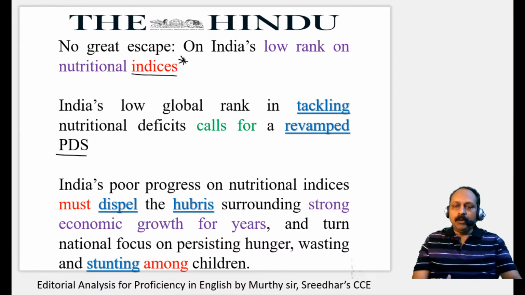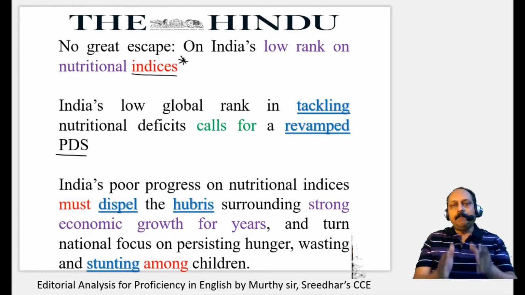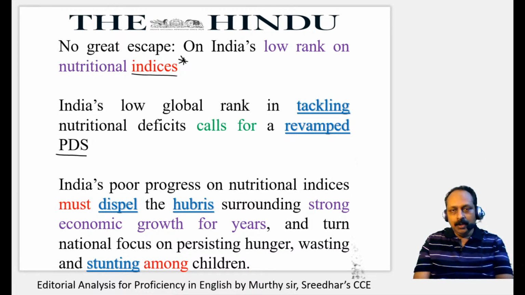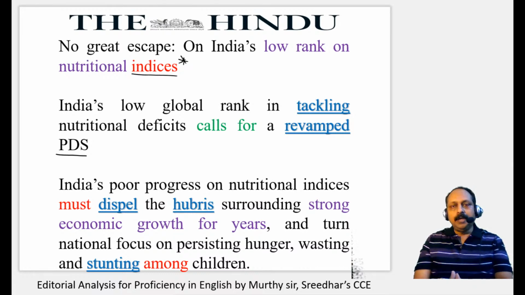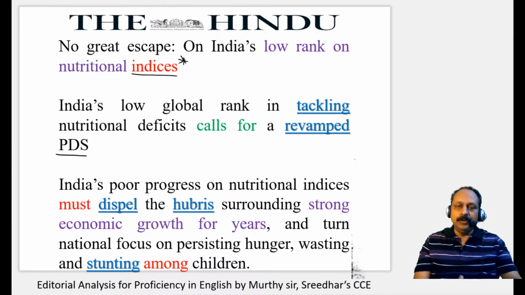India's poor progress on nutritional indices must dispel the hubris surrounding strong economic growth for years and turn national focus on persisting hunger, wasting, and stunting among children. A lengthy sentence, but it talks about the focus. The focus has been more on economic growth, but the editorial says now the focus has to be more on persisting hunger, wasting, and stunting among children.